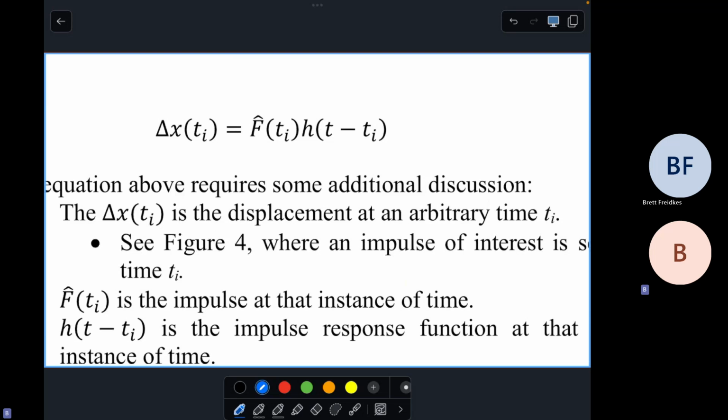You see the flow here of this note set? We start with superposition first, to say that the total x of t is the sum of x1 of t and x2 of t. We discussed Dirac-Delta to describe an impulse, and the impulse response. Now we're here, where we find the individual contributions of each of these little impulses. And because we're assuming it's a linear system, we add them together to give us the total response of the mass.